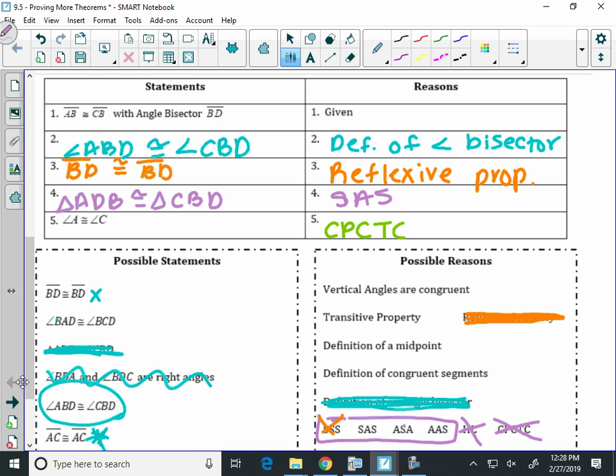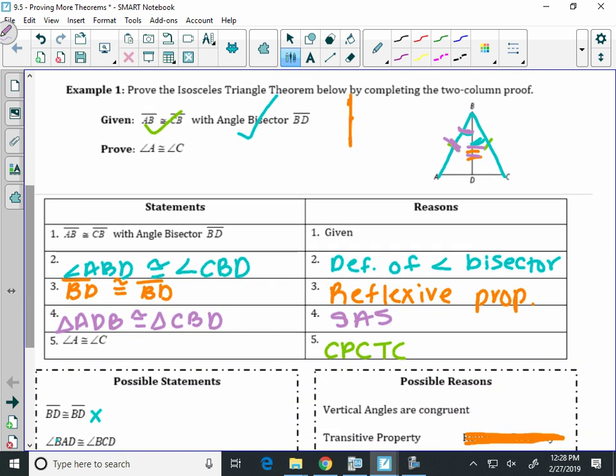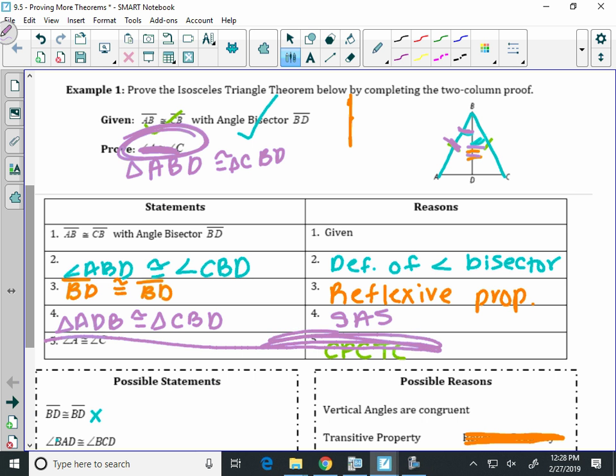Questions over that? Yes? The question says 2 column proof. Is it always CPCTC? Whenever you're proving parts. So whenever it says prove that angles are congruent or prove that segments are congruent, you always use CPCTC. If it's saying like, hey, prove that triangle ABD is congruent to triangle CBD, if it just said that, it didn't say this, we would have stopped right here. We wouldn't even put that in. We would have just gone from here to here and would have been done.